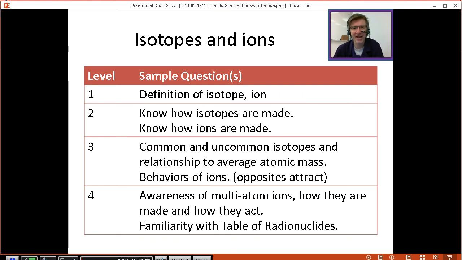Alright, and then know that ions attract, especially if they're opposites, positive or negative. Hey, for level 4, if you've done some thinking about multi-atom ions, how they are made, how they react, you can put some of that in your game. And then if you have some familiarity with the table of radionuclides, that's about radioactive elements. That's about isotopes that only last for seconds or milliseconds. You can do a little research on that. I can give you some resources.